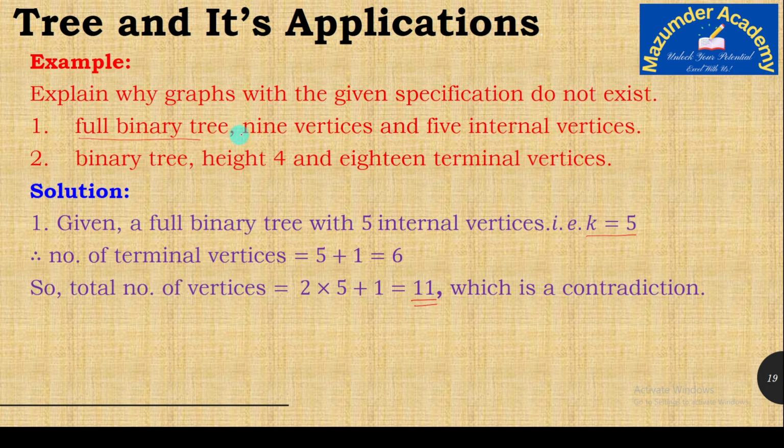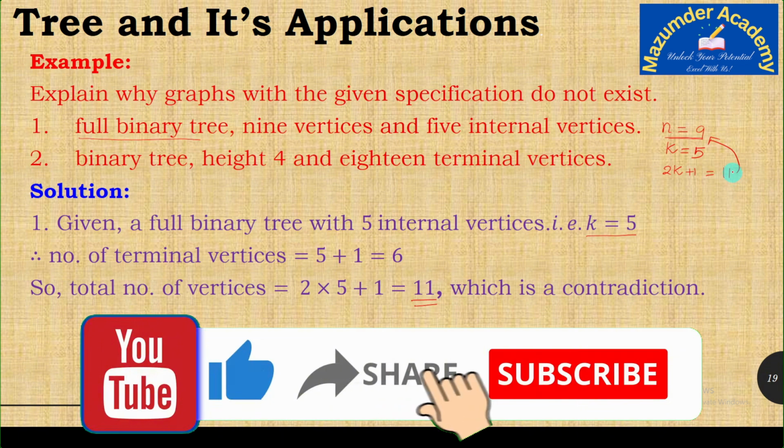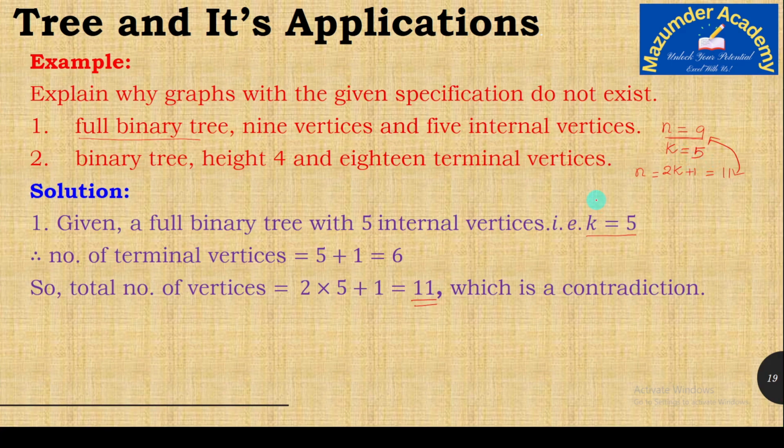How is it a contradiction? Because what is given here? n equal to 9 vertices and 5 internal vertices, k equal to 5. We know as per the rule of a full binary tree, if a full binary tree has k internal vertices, then it has 2k plus 1 total vertices. So in that case it must be 2k plus 1, that is 11. That means the number of vertices must be 11, then only there can be 5 internal vertices. But as per the question it is said 9 vertices, so it is a contradiction between them. If this is true, this cannot be true. So it's a contradiction in the number of vertices in the graph. Therefore such a graph does not exist.